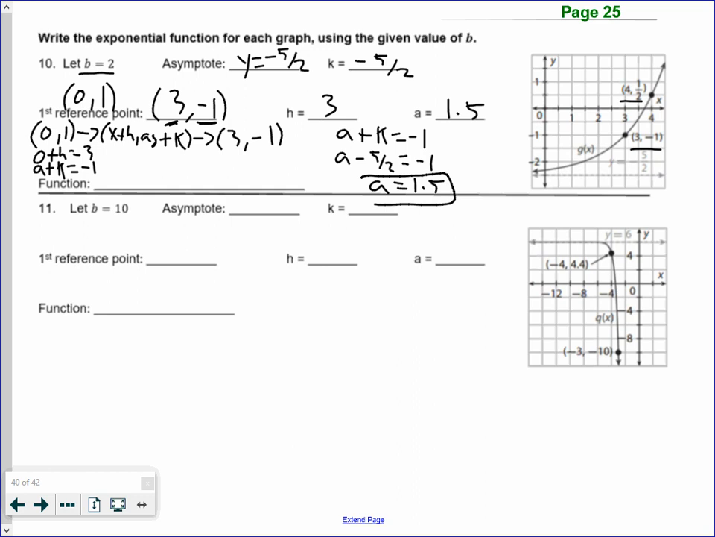So we have our a. We know what our b is. We have our h and our k. Let's go ahead and write our function. So our function will be g of x will equal our a value of 1.5 times our b value of 2 raised to the x minus h, so x minus 3, plus our k value of negative 5 over 2, so just negative 5 over 2. And that's going to be our function.